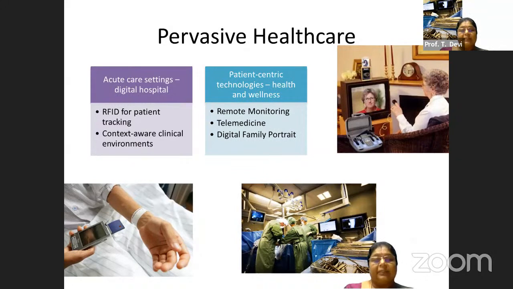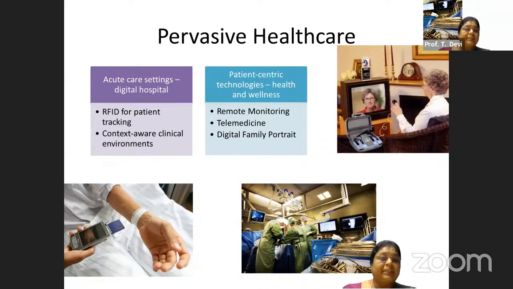Pervasive healthcare. The doctor may be anywhere. Like yesterday, I saw a video in my WhatsApp, if time permits, I'll show it to you. It said a doctor from a foreign country is operating on a patient using augmented reality. That is possible and feasible because of the technology.